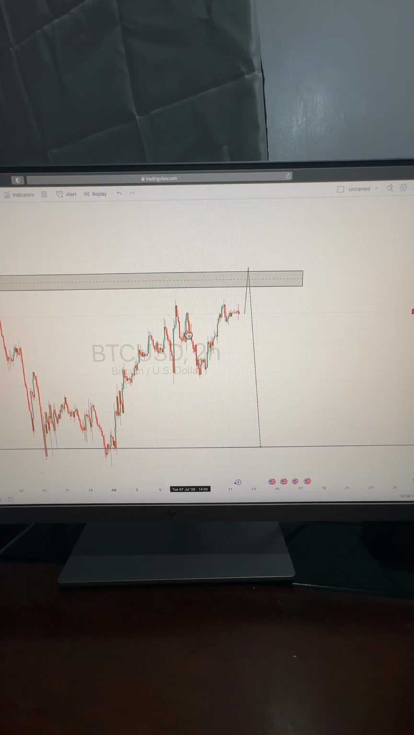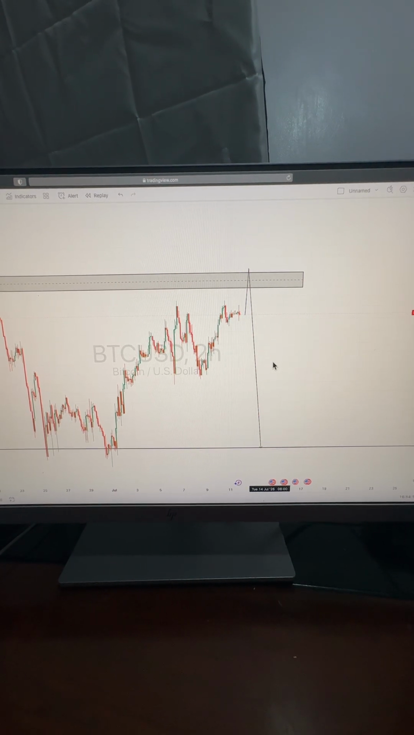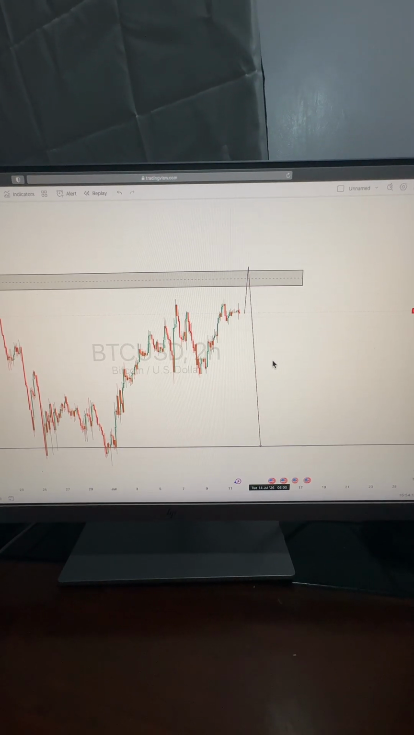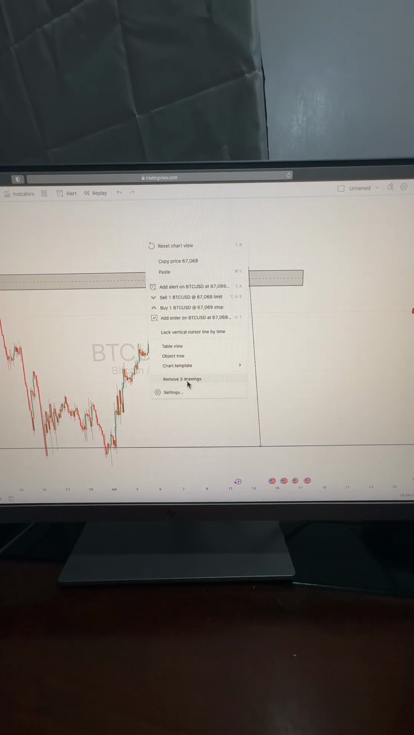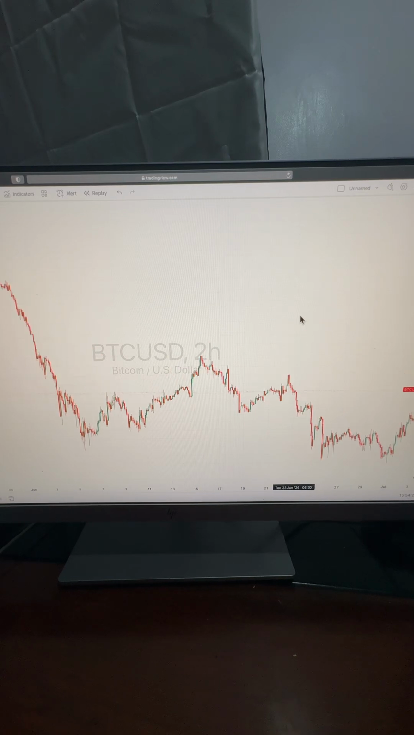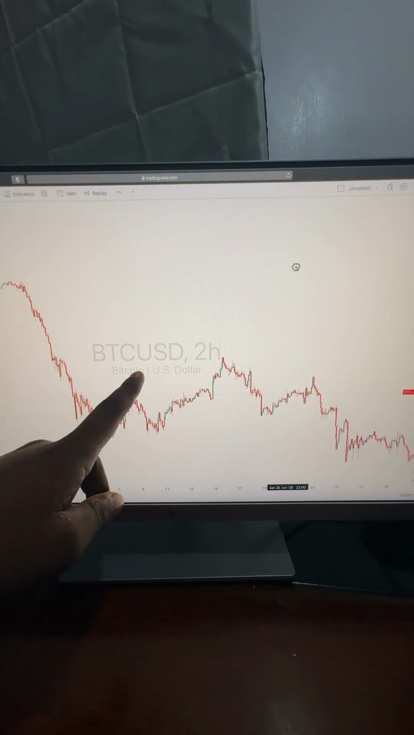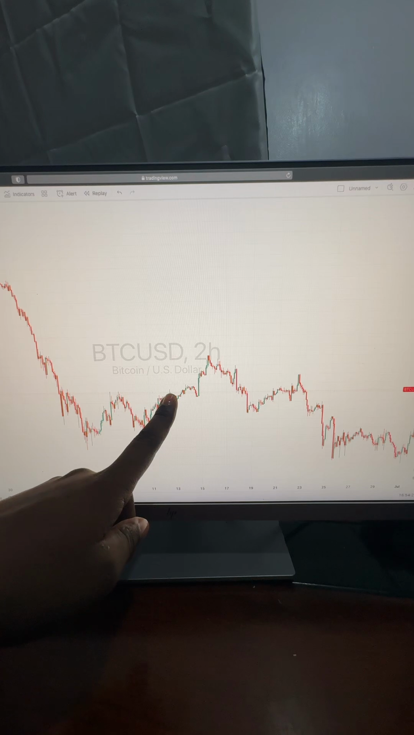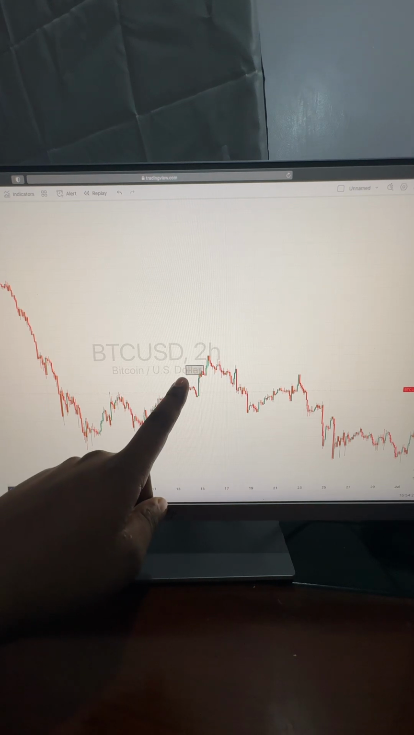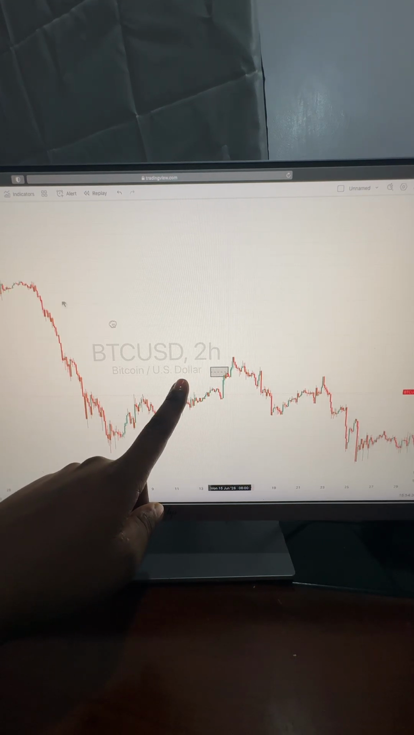So we have talked about the entry level. For a complete reversal, we can check any complete reversal. You can even see this one. There was a reversal here, and we had what we call left shoulder, head, right shoulder. This one was the head, and this one is the right shoulder.